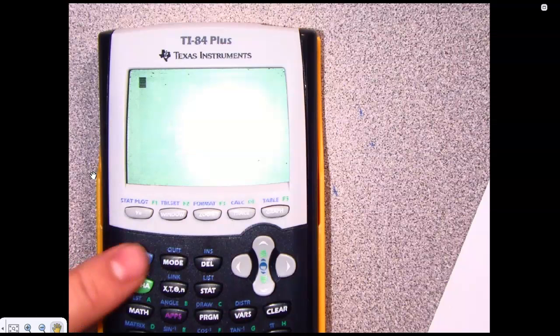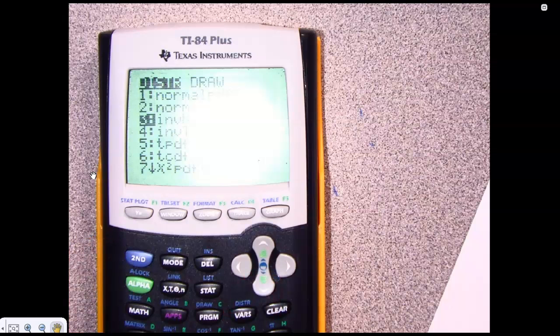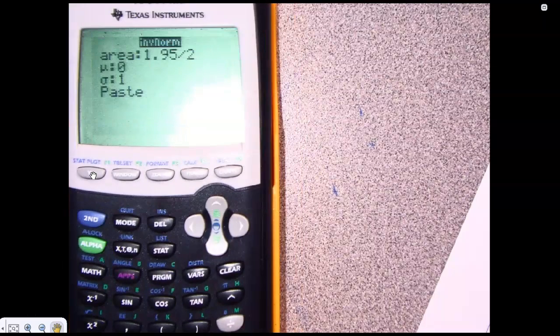What you're going to type in here, you're going to go second, distr, and then inverse norm. 1.95 divided by 2. And if you have those things that pop up, just leave them as they are, like the 0 and the 1. Distr is the bars.